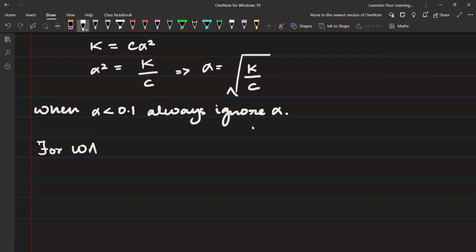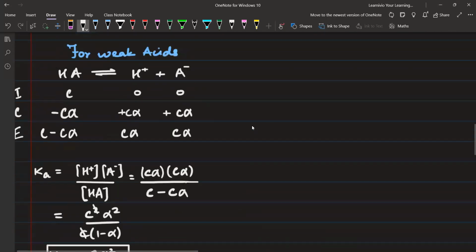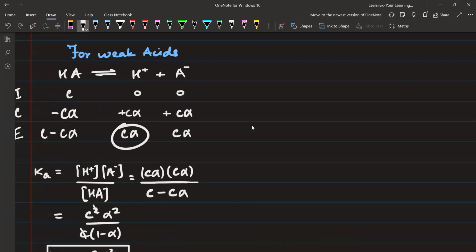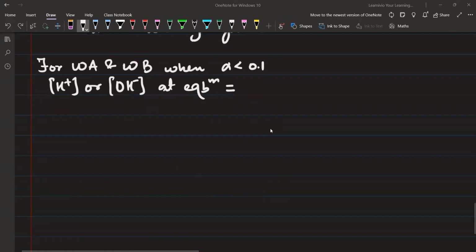For weak acid and weak base, when alpha is less than 0.1, the concentration of H plus for acid, and the concentration of OH negative for base, at equilibrium is equal to, pay attention, for H plus how much is it? C alpha, yes or no? Concentration of H plus at equilibrium is C alpha. Make sense? Yes, sir. And the same thing will be for the base also. It will be equal to C alpha.